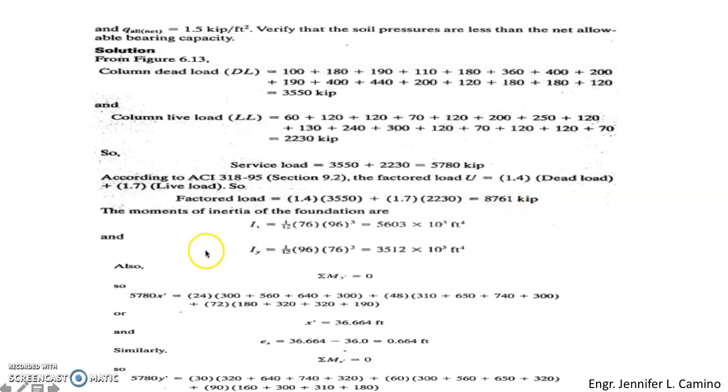So the moment of inertia of the foundation are, you have your moment of inertia along the x direction is equal to 5,603 times 10 to the third feet to the fourth, and your moment of inertia along the y-axis is 3,512 times 10 cubed. And of course, you have to compute for I sub x. You have to compute for x prime and y prime.